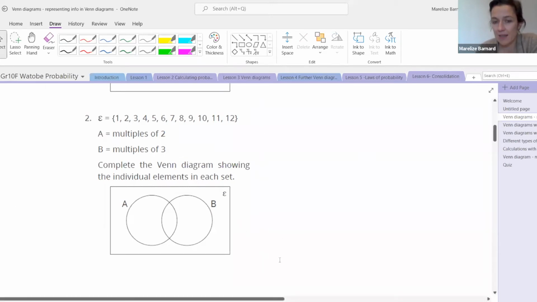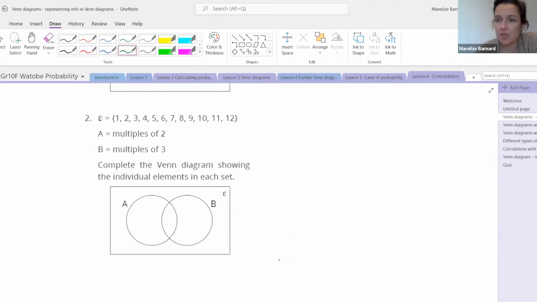Okay, right. Let's see how you did. You can just check your work at home. So where's our 1 going to go? Our 1 doesn't fit into A or B. It's not a multiple of 2 or a multiple of 3, so it's just going to hang out outside the circle. Still part of the sample space, though.